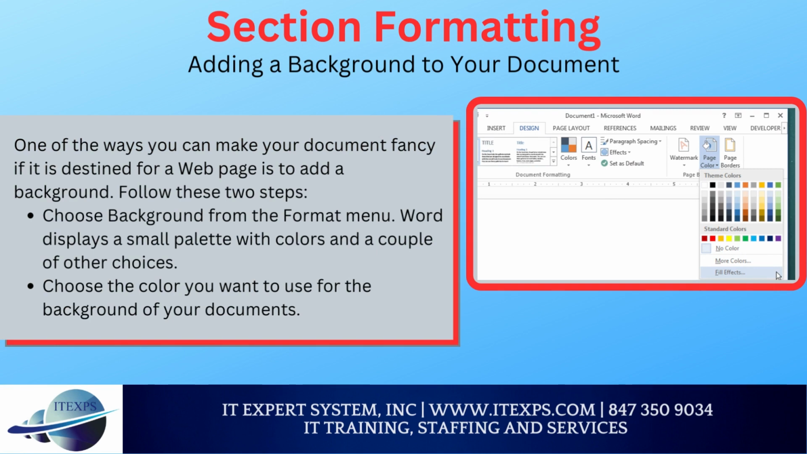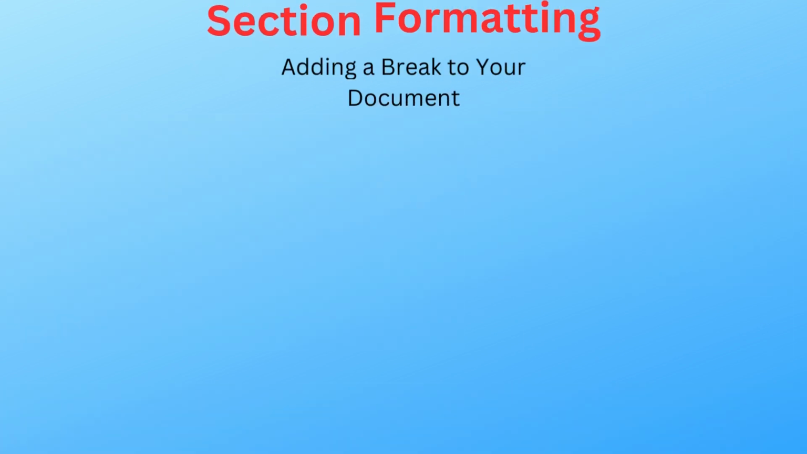Section formatting. Adding a background to your document. One of the ways you can make your document fancy if it is destined for a web page is to add a background. Follow these 2 steps. Choose Background from the Format menu. Word displays a small palette with colors and a couple of other choices. Choose the color you want to use for the background of your documents.